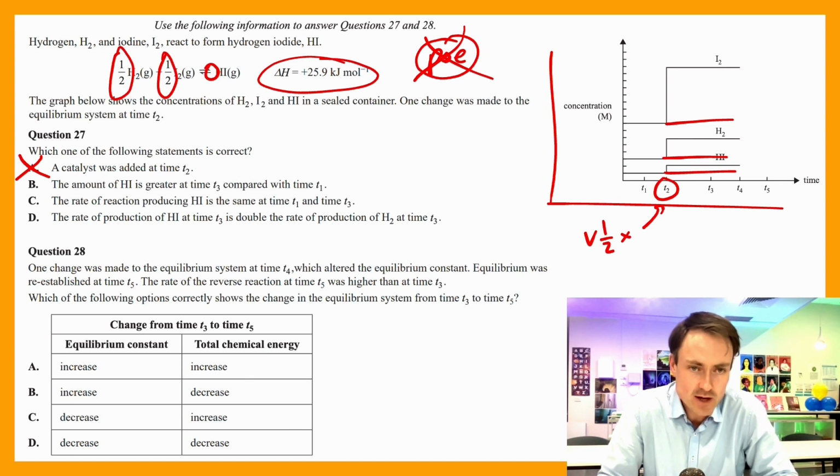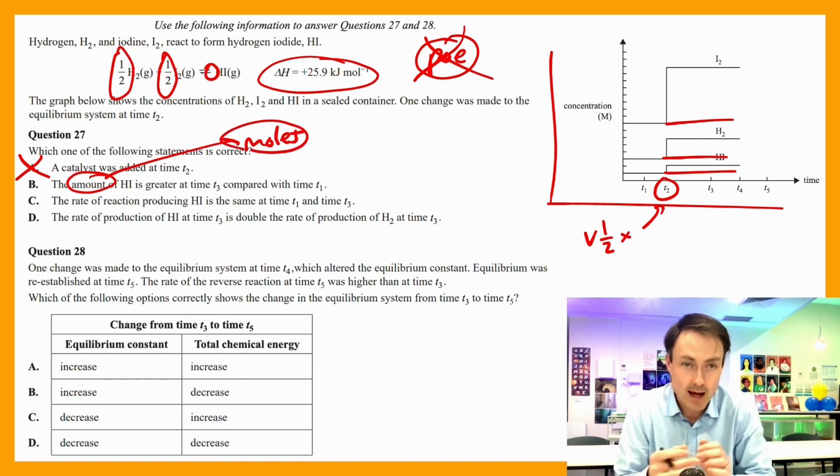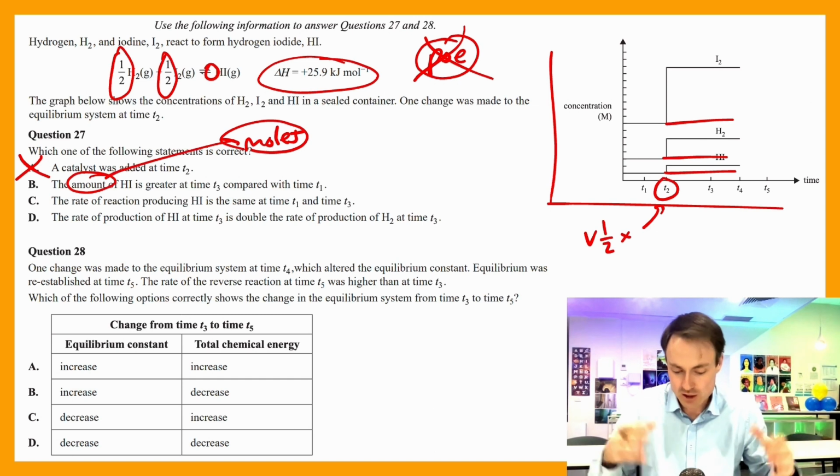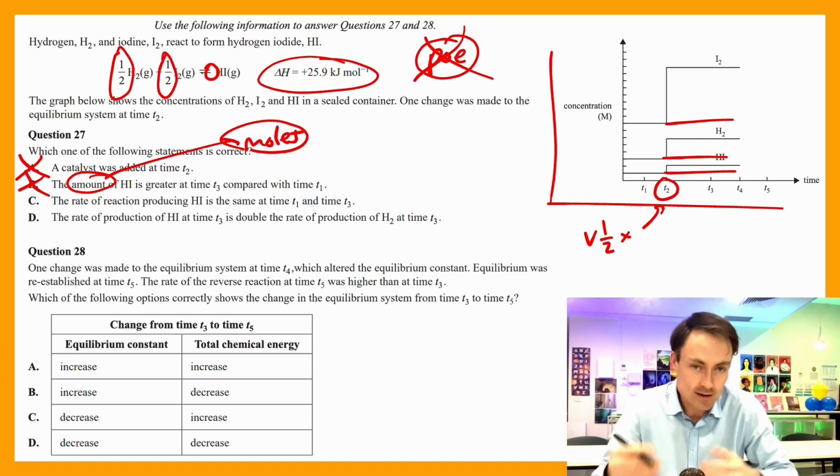The amount of HI is greater at T3 compared to T1. Well, amount refers to moles, the actual number of moles, which isn't changed by compressing it. And there was no position of equilibrium shift either, so we didn't change the number of moles just by compressing it, and there was no position of equilibrium shift changing the number of moles, the distribution of reactants and products. So no amount of reactants and products changed.